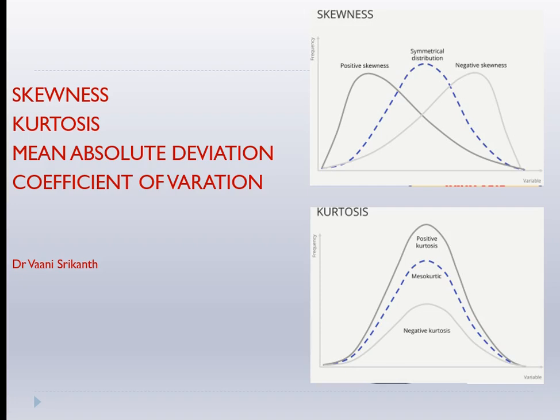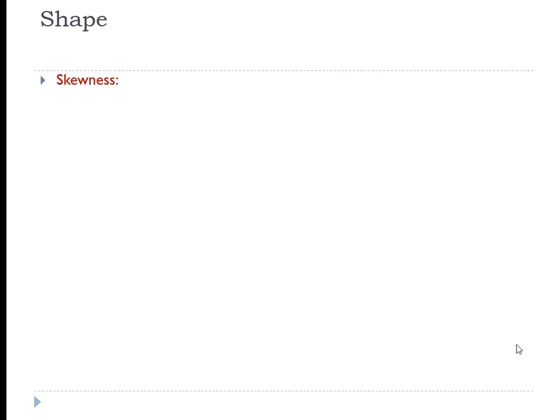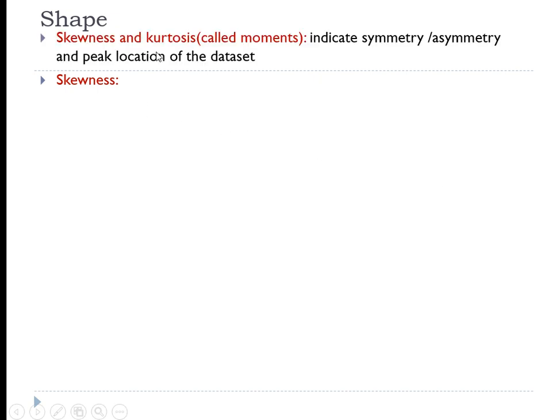Today's session will discuss skewness, kurtosis, mean absolute deviation and coefficient of variation. In the last class we saw some central tendency measures like mean, median, mode, quartile, interquartile range. Today's session will discuss more about the shape concepts, right? Like skewness and kurtosis. Kurtosis is also called moments.